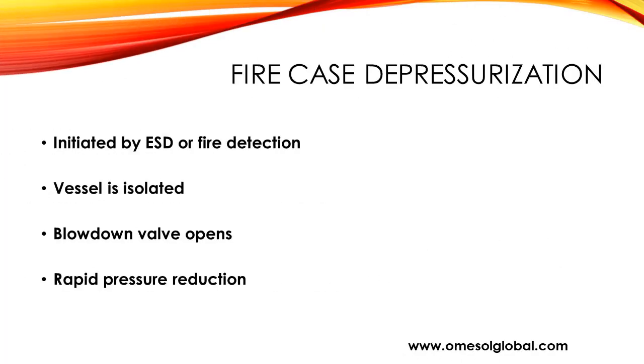Now let's focus on fire case depressurization. In a fire scenario, the emergency shutdown system is activated. The vessel is isolated by shutdown valves, and the blowdown valve opens automatically. The purpose is to rapidly reduce the internal pressure so that even as the vessel heats up, the stress remains within safe limits. Fire case depressurization is therefore a safety function, not an operational one.